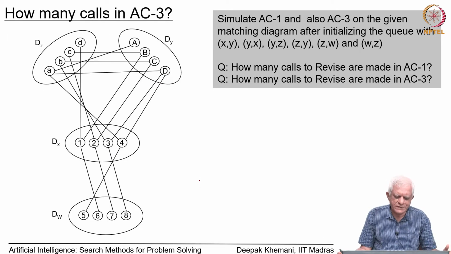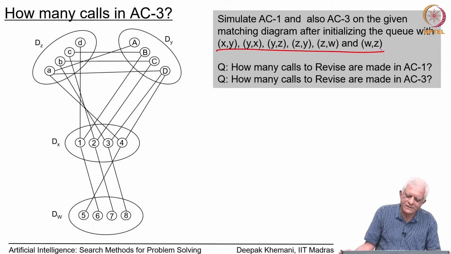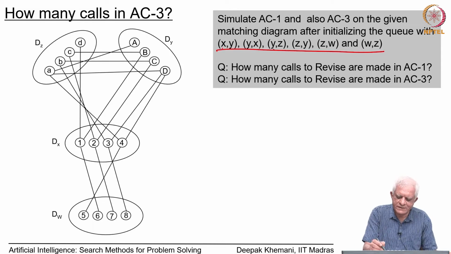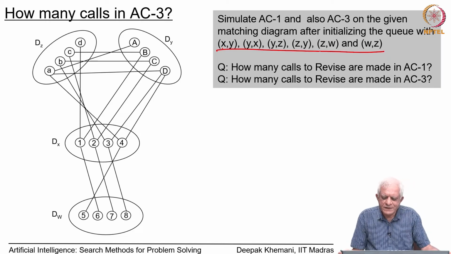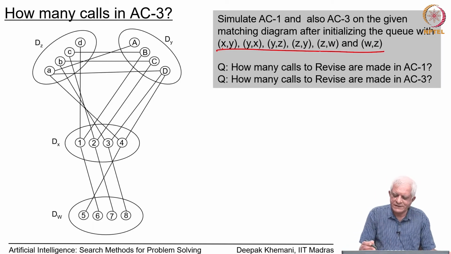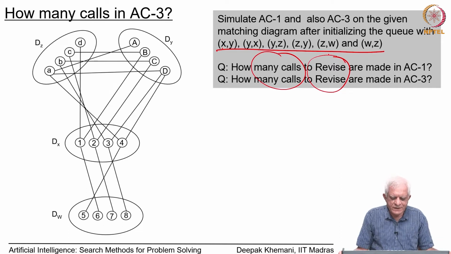I will give you a small example to work on, and there are 4 variables here, and the connections are as shown, and I have given you an order in which you will start the revise operators, first x with y, then y with x, then y with z, and so on. Some order I have given you. What you must do is try both AC1 and AC3 and count how many calls you make to revise essentially. So, this is a small exercise, and hopefully you will see that AC3 is more efficient than AC1.